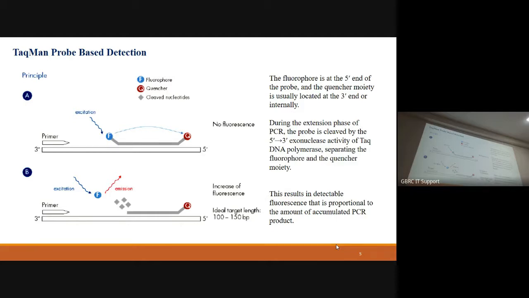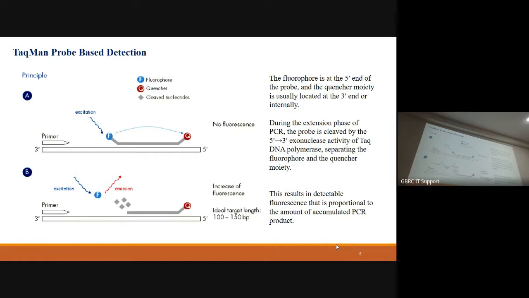Suppose annealing starts. After annealing, your forward primer, reverse primer, as well as your probe have bound to that specific target sequence. Then during the extension phase, the probe will be cleaved by the 5 prime to 3 prime exonuclease activity of your Taq DNA polymerase. When the extension is carried out by the Taq DNA polymerase, the nuclease activity will degrade the probe, separating the fluorophore from the quencher.